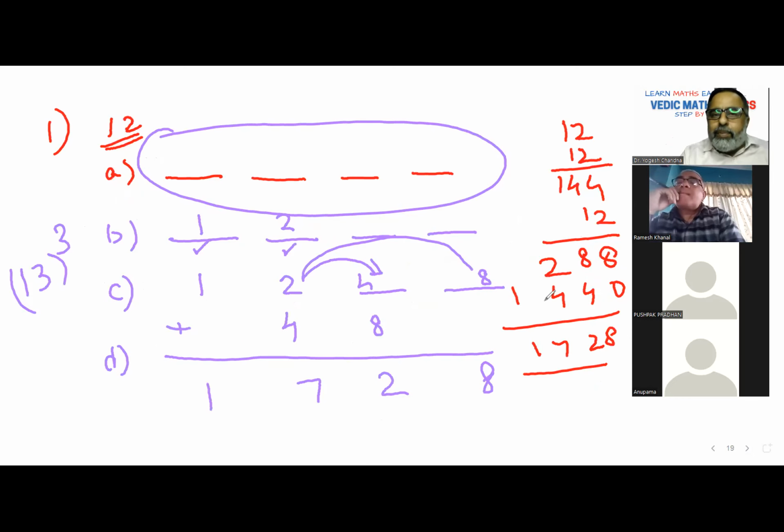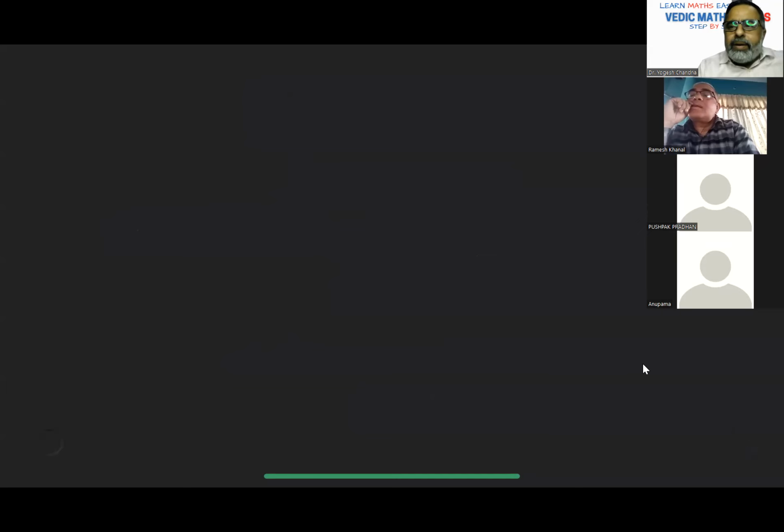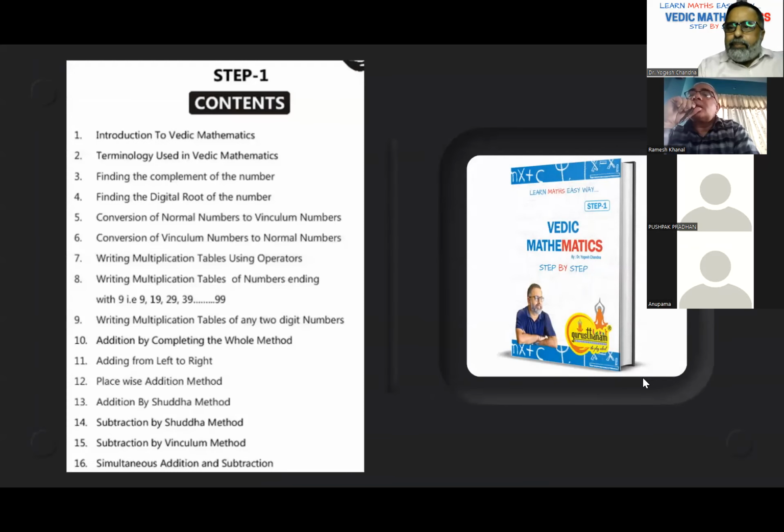Now coming to the syllabus, I'll very fast share so that you have clarity. First step: basic introduction, complement, digit root. Digit root, I told you yesterday also, is a way to verify your answer. That is the first thing you should know. Whatever maths you have done, if you are not able to verify your answers, there is no use.